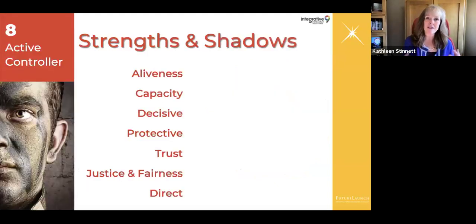And so eights have a capacity and aliveness. You feel when an eight is in the room. They just embody kind of strength when they come into a room. They tend to be decisive. They tend to be willing to take challenges and take charge and take the hill. They also tend to be oriented toward fairness and justice, and they're protective of people in their inner circle. Eights tend to be straightforward and direct.